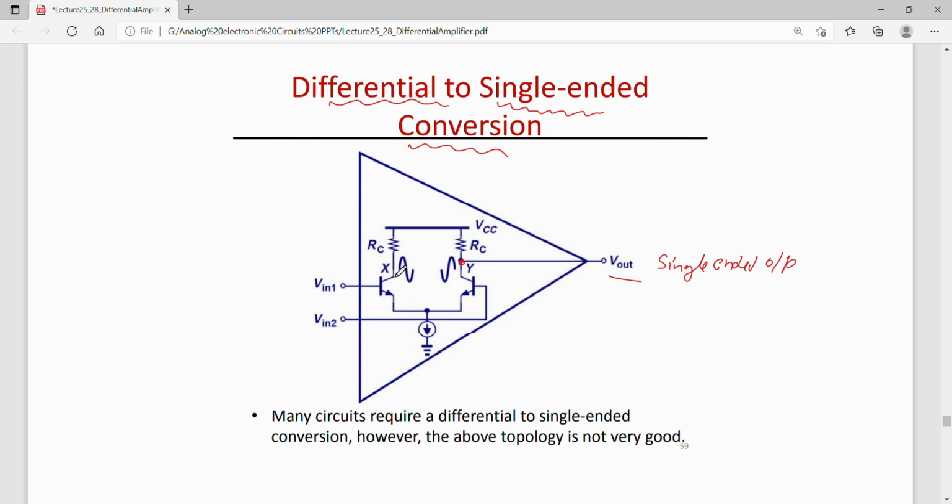the purpose of the differential output is to reject any noise coming from VCC as a ripple also, and any noise which is common to these two inputs will also be rejected. That is actually the purpose of taking differential output. So if somebody tries to take single-ended output, that would obviously mean that the output will contain noise. So there is no noise cancellation if I take single-ended output from the differential pair. That is why this topology is not very good.